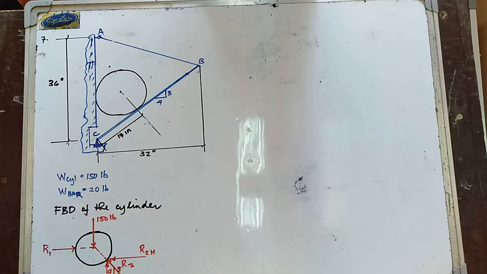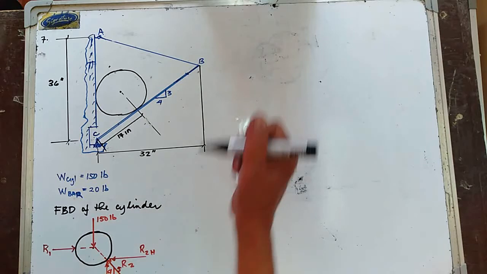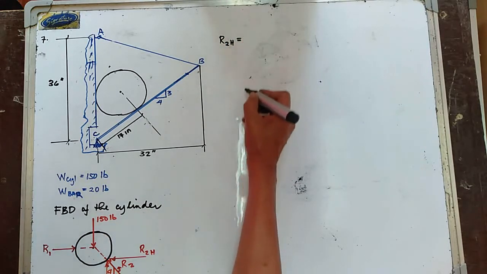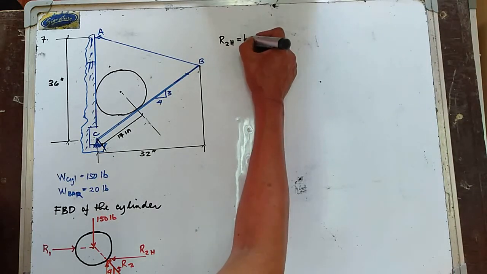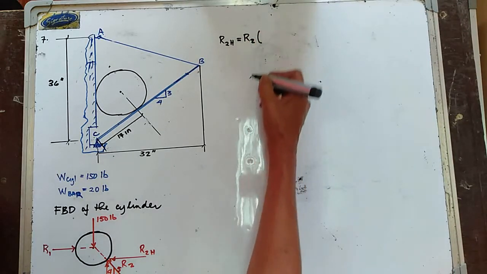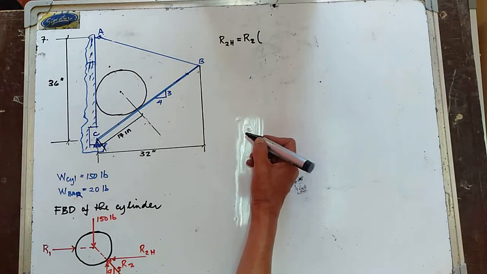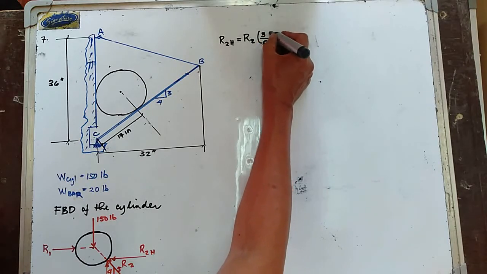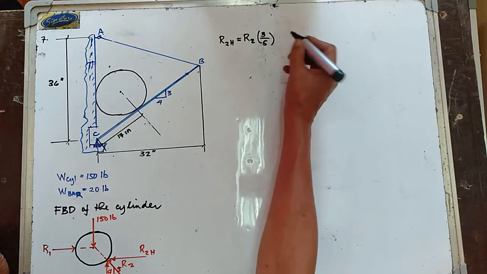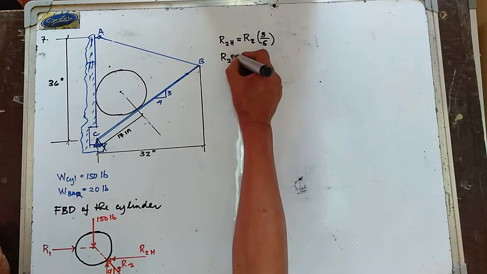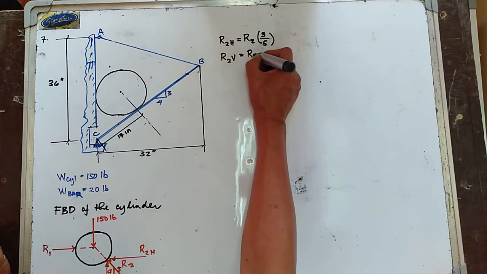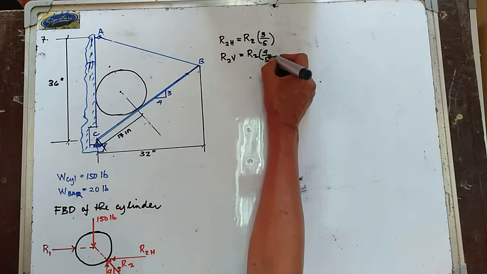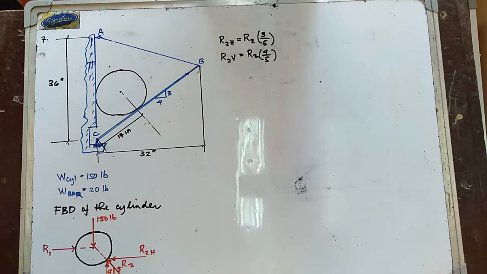Okay, so your R2 horizontal is now equal to your R sub 2 multiplied by the horizontal slope, 3 over the hypotenuse, 3 all over 5. And your R2 vertical is equal to R sub 2 times 4 all over 5.